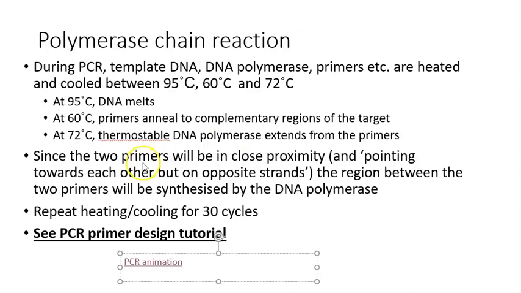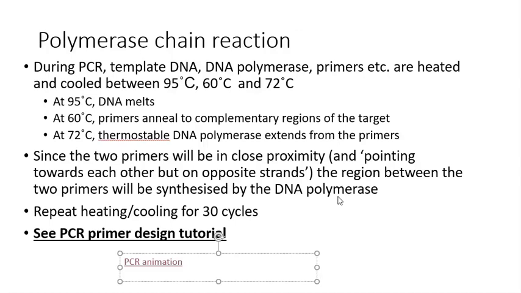And as we'll find out on this PCR design tutorial, the two primers are in close proximity of each other, so that's usually within 100 base pairs of each other, and they are what I call pointing towards each other but on opposite strands. And we'll see what I mean when I go through the PCR tutorial. But the result of that means that the region between the two primers will be selectively copied by DNA polymerase. The rest of the genome is completely ignored.